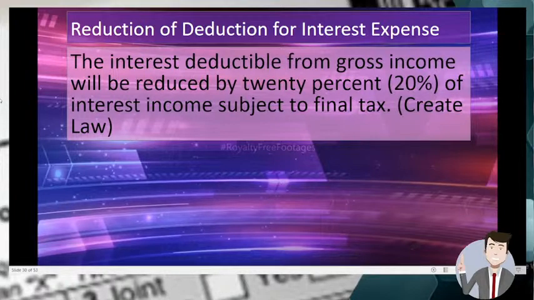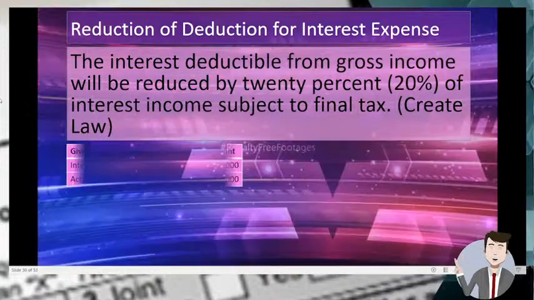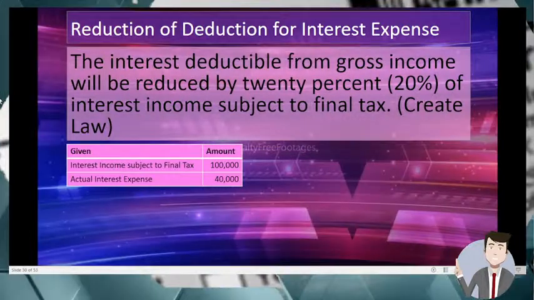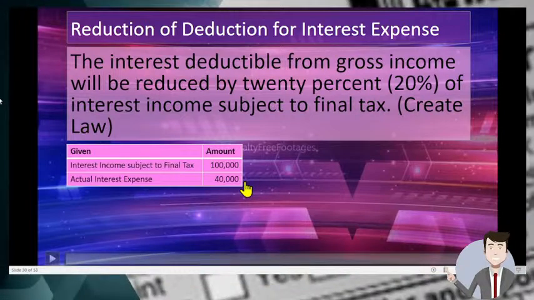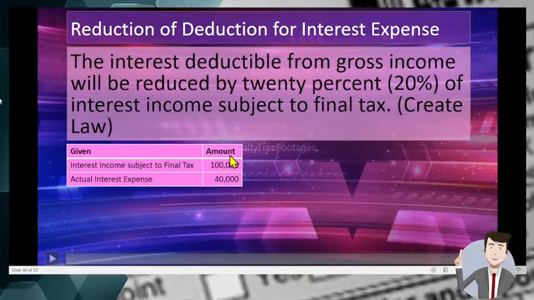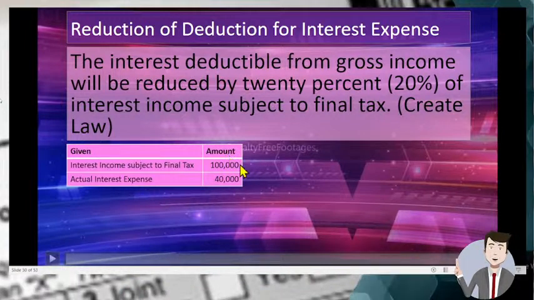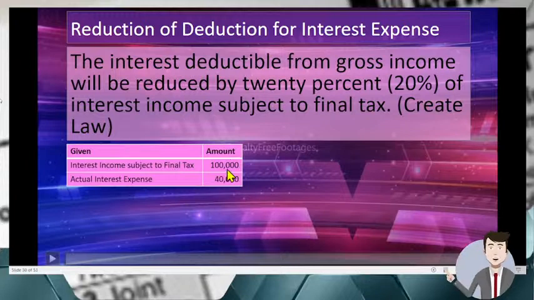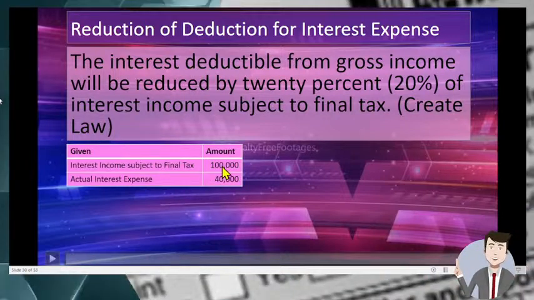Before, that is 33%. Now it is 20. So, how to apply? For example, the given information are: interest income subject to final tax is 100,000. The actual interest expense is 40,000. So, interest income, guys, this is the amount where our taxpayer is the creditor. Okay? So, in short, we are the ones who lent the money. That's why the interest in return is 100,000.